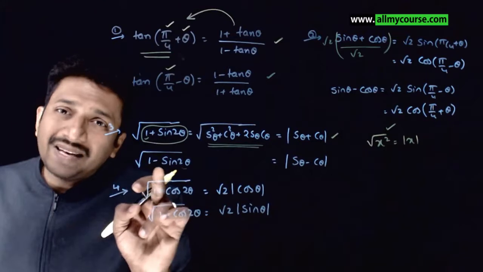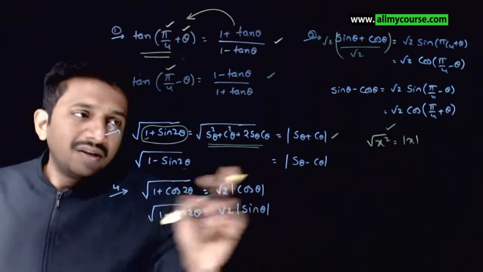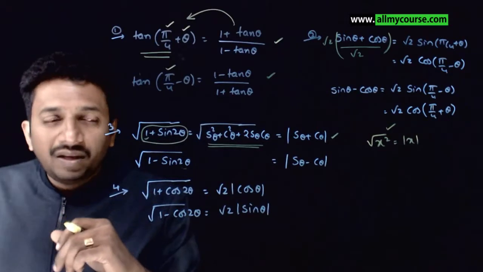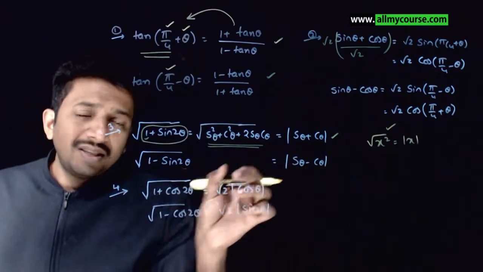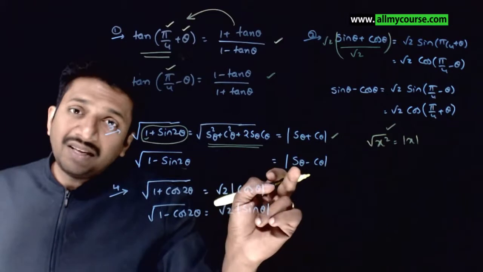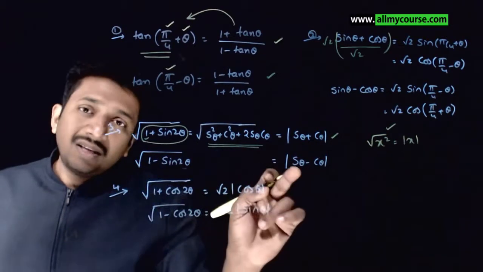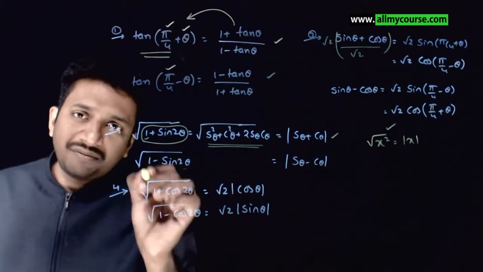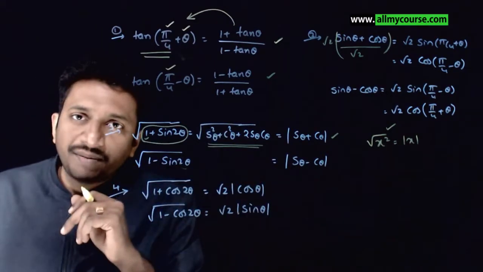Similarly, root of (1 − sin 2θ) can be written in the same way to get mod of (sin θ − cos θ). If sin θ − cos θ is positive, then that will be the answer. If sin θ − cos θ is negative, the answer will be minus of (sin θ − cos θ). So you get the positive square root of this number outside.